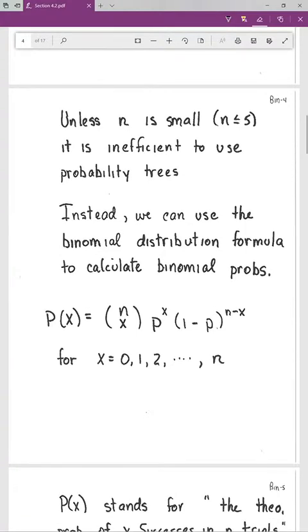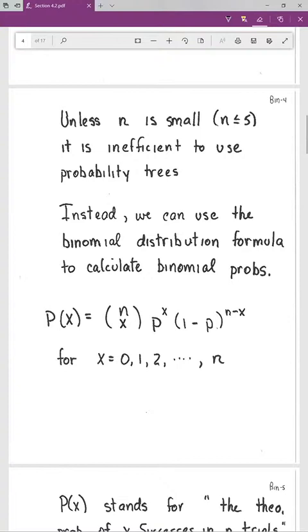A little cautionary tale, and I've already warned you. Unless n is small, and by that we say n is less than or equal to 5, it is inefficient to use probability trees. Personally, I even consider that to be high. I would say n less than or equal to 3 for a probability tree, but either way, we'll go with what the book says. So instead, we can use the binomial distribution formula to calculate binomial problems.